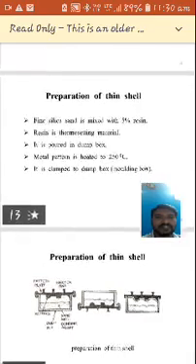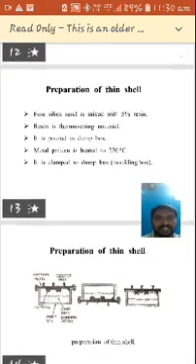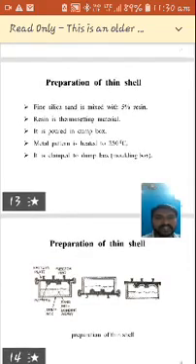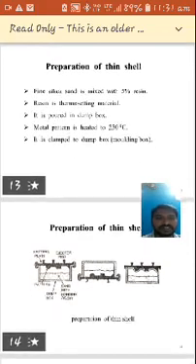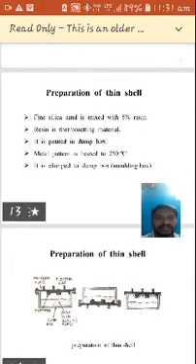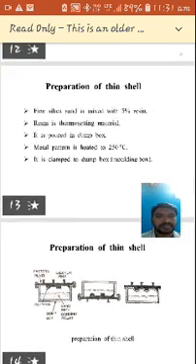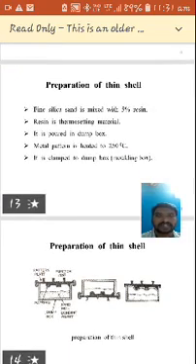A metal pattern is heated to 250 degrees centigrade. So it is clamped to the dump box, that is called molding boxes. Here the fine silica sand is mixed with 5% resin, so the sand is mixed with resin. The resin is a thermosetting material.